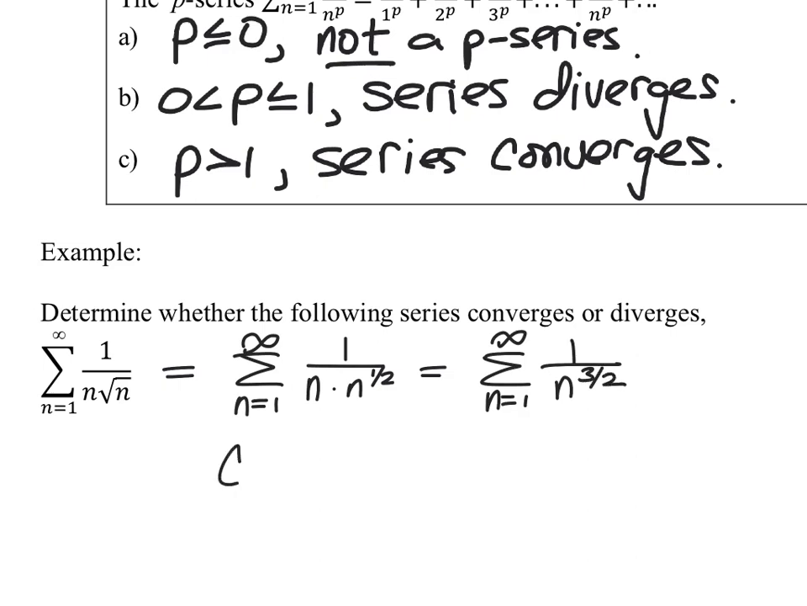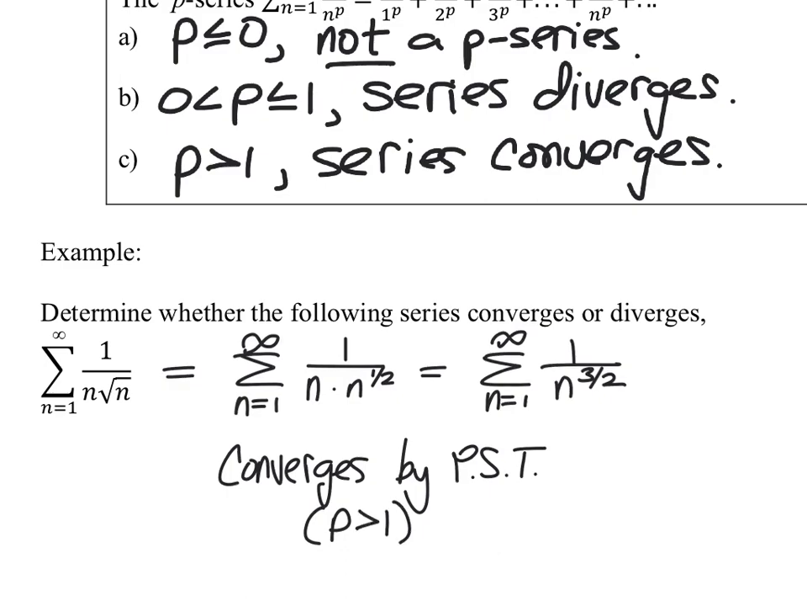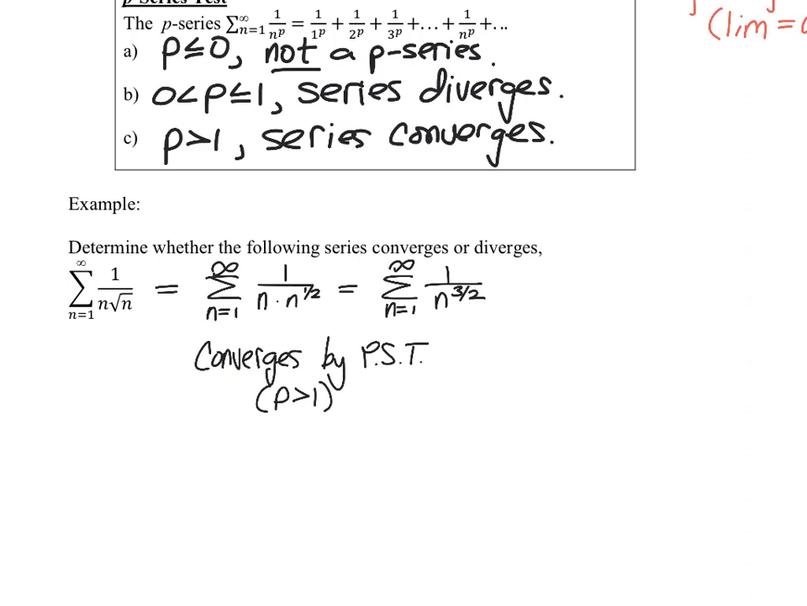All right, so this would converge. So converges by the p-series test. P-value is greater than 1. Whole lot easier than doing the integral test. Now I showed all the work with the algebra here. You could have just jumped from here to there, or circled that, drew an arrow to it, wrote n to the 3/2, and then wrote converges by the p-series test.